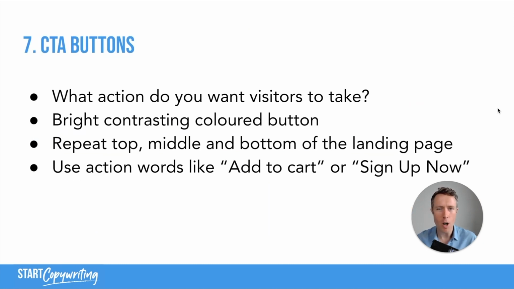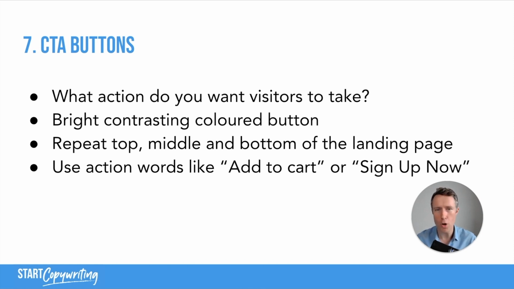Section number 7 of a product landing page are the call to action buttons. And you want to think about what action do you want visitors to take on your product landing page. We want to make sure that when you design a call to action button or when you write the copy for a call to action button, they use bright contrasting colored buttons. Right? So it needs to stand out on the page and be noticeable.